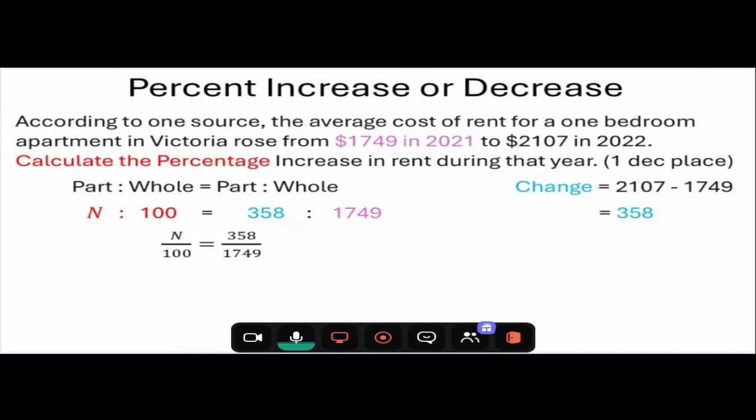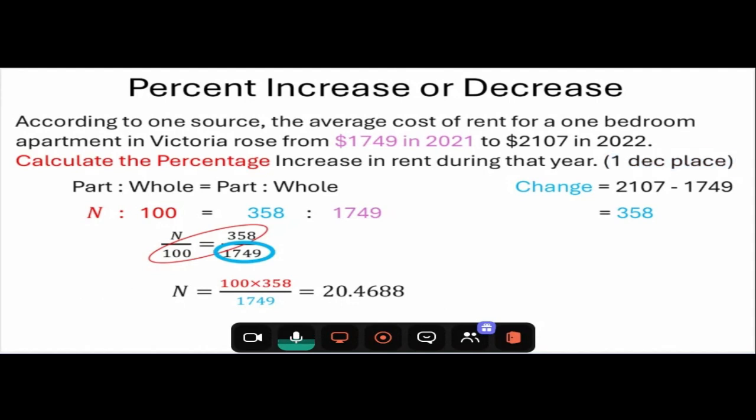Identify the cross product that does not have a variable. It's that one there in red. So we're going to multiply those two and then divide by the other number. Here we go. N is equal to the red one's multiplied divided by the blue one, which is 20.4688. That's the percent increase, and they want it to 1 decimal place, they say right there.